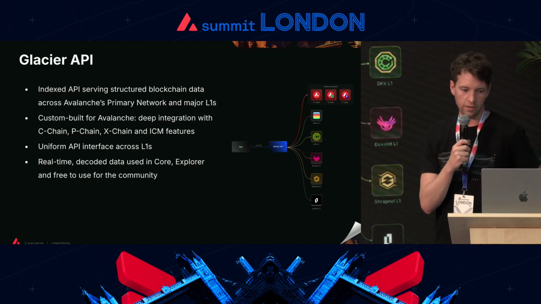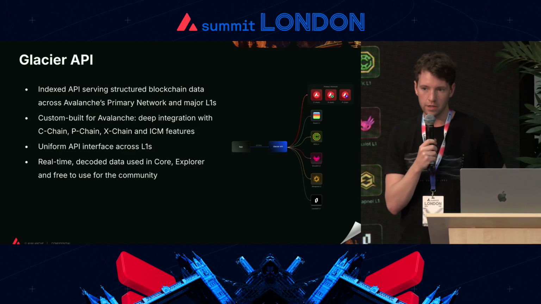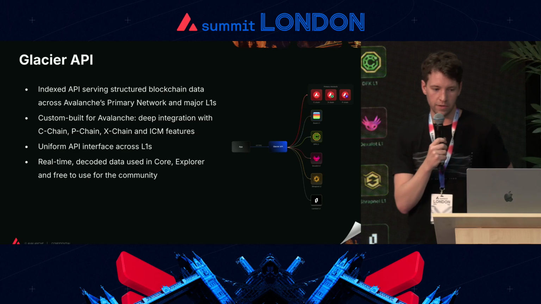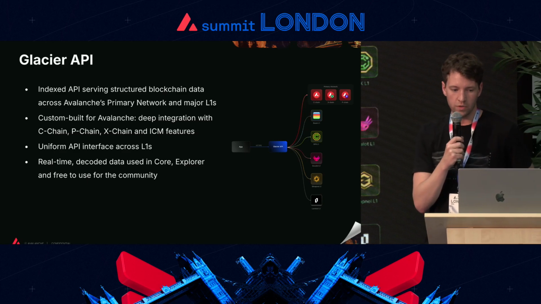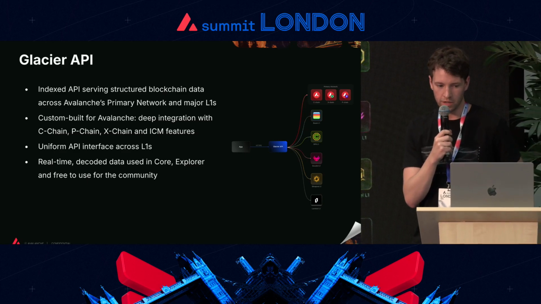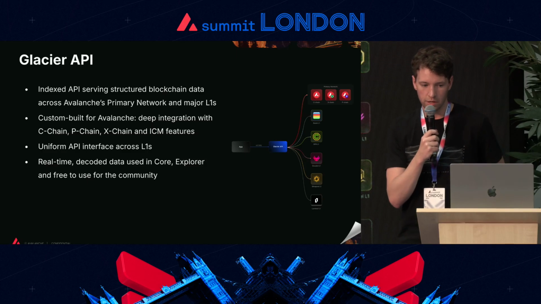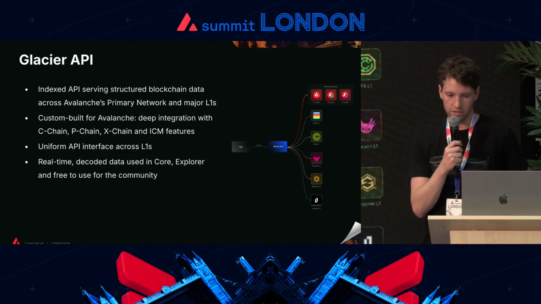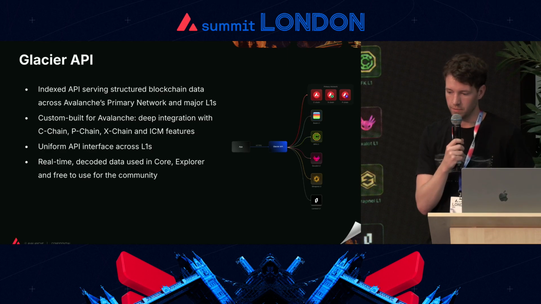So Glacier is Avalanche's official index API. It's designed to simplify how developers access blockchain data. We take complex, fragmented data from blockchain nodes, things like raw hex, transaction internals, and validator events, and we serve it in a clean, structured, performant API.